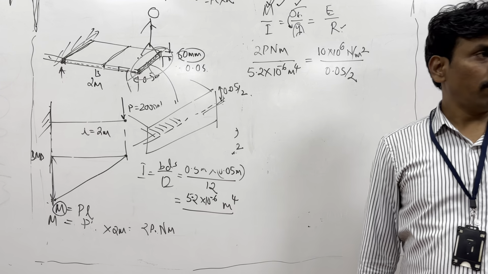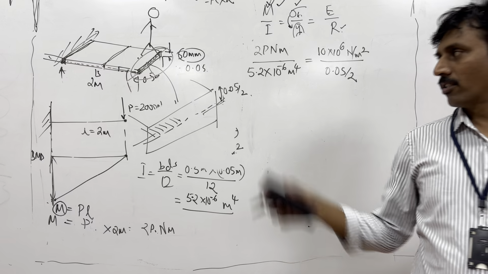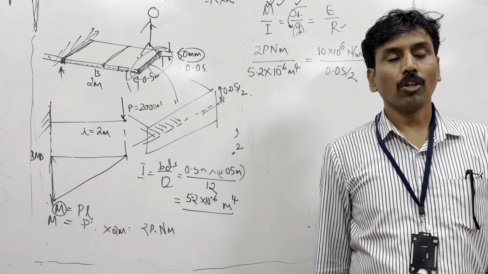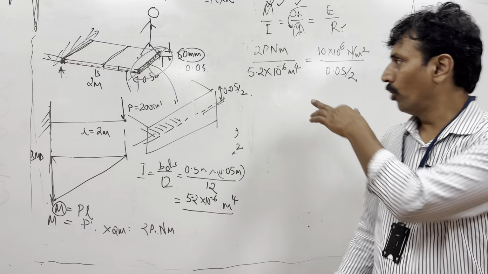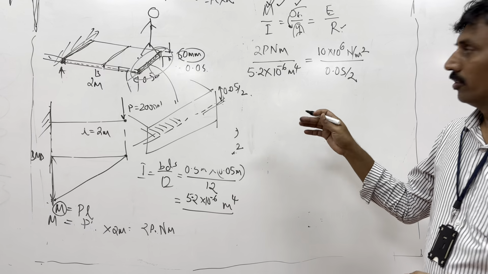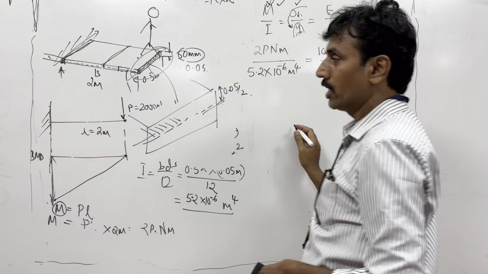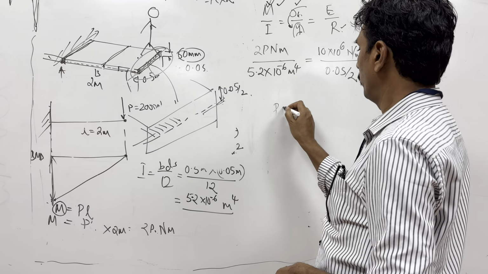And your friend said the maximum weight that this can bear is around 200 kg, which is 2000 newtons. Now you will find out. Please find out. So P is equal to.